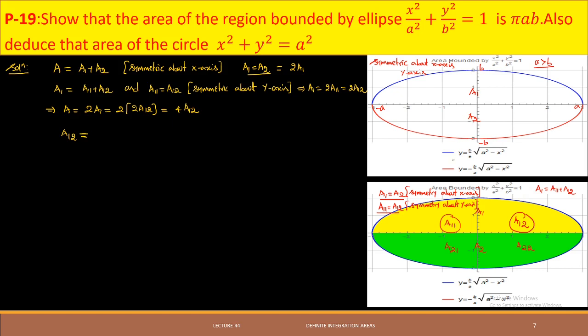So let us set up the limits. So this is anyway 0 and this is a here, this is a and this is b, and this portion is given by y is equal to b by a into under root a square minus x square. Okay, so how do I get that?